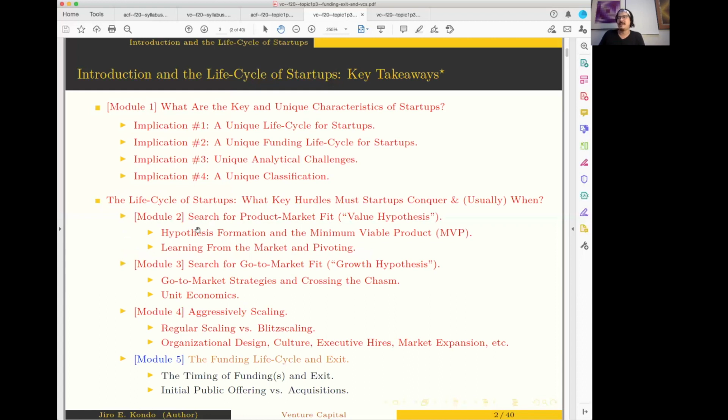Which is, as I said, this module 5. Just to recap what we've done in topic 1 so far: we had our broad overview at the beginning, and then we did deep dives into each of the 3 stages of the life cycle: search for product market fit, search for go-to-market fit, and aggressive scaling. I say deep dive in the sense that we tried to talk about the most important things in each of those phases. And we tried to give concrete examples that gave some life to each of those challenges and uncovered some of the nuance that exists in doing those things in the real world.